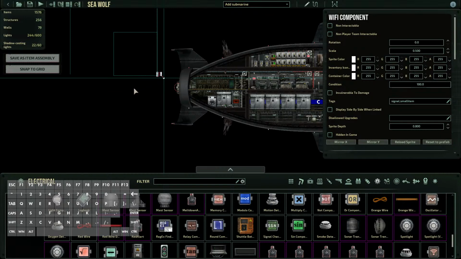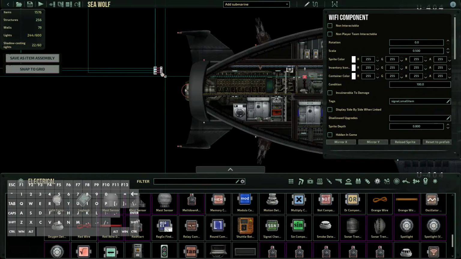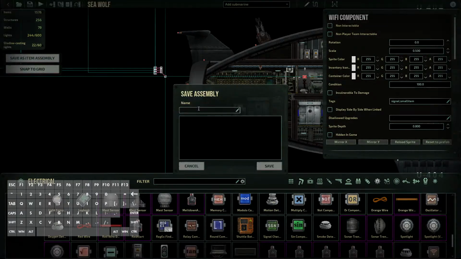Is it possible to make XY coordinates from motion sensors? Yes, it is possible, but it is arduous. So first of all, we're going to call this an assembly. We're going to save this as proximity sensor.